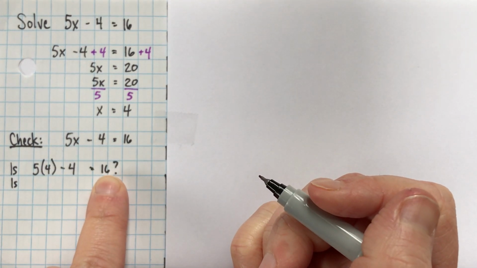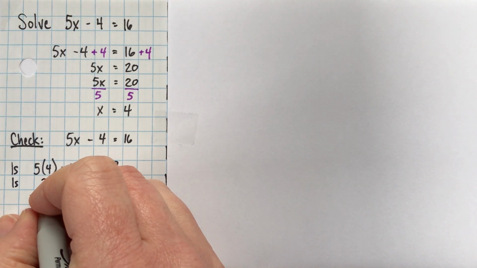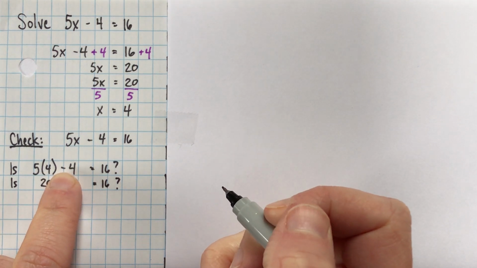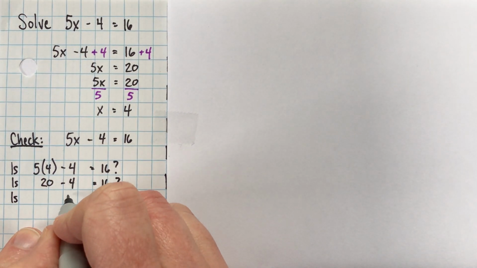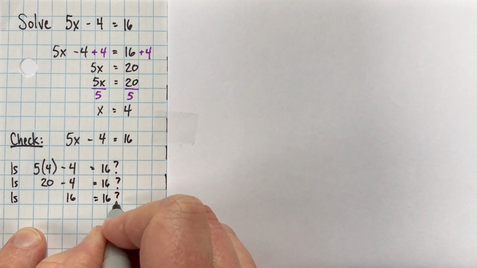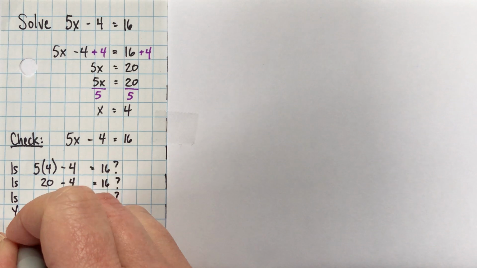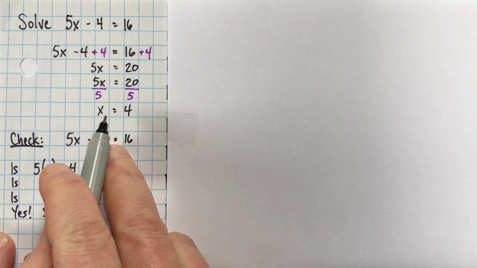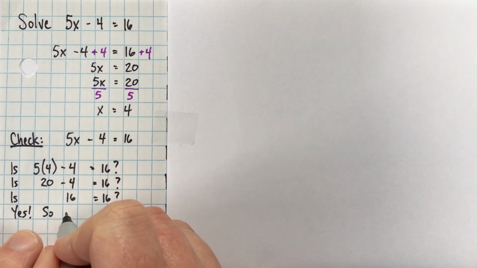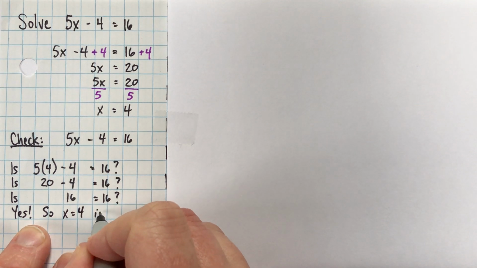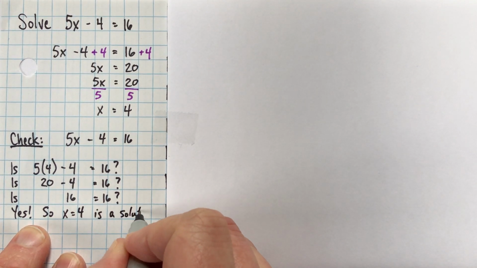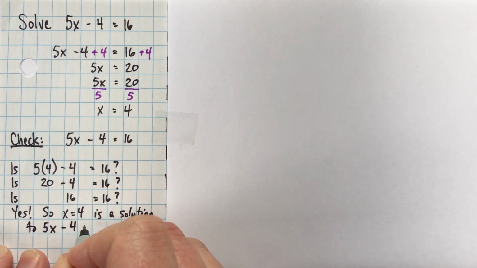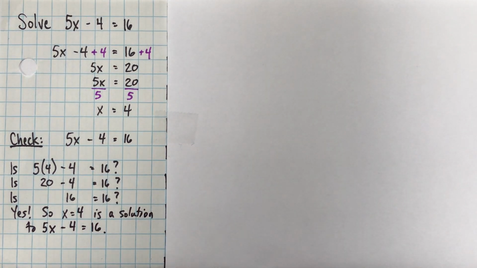The right side's already simplified, so we don't need to do any work there. So 5 times 4 is 20, subtract 4 equal to 16. Of course, a lot of people could just quickly do that in their head, but I think it's important to show what you're doing. 20 subtract 4 is 16, and it only takes a second. Is 16 equal to 16? Of course. Yes. So that tells us, because the left side was equal to the right side when we substituted our value for the variable, that x equals 4 is a solution to the equation 5x subtract 4 equals 16, because that's what it means to be a solution.